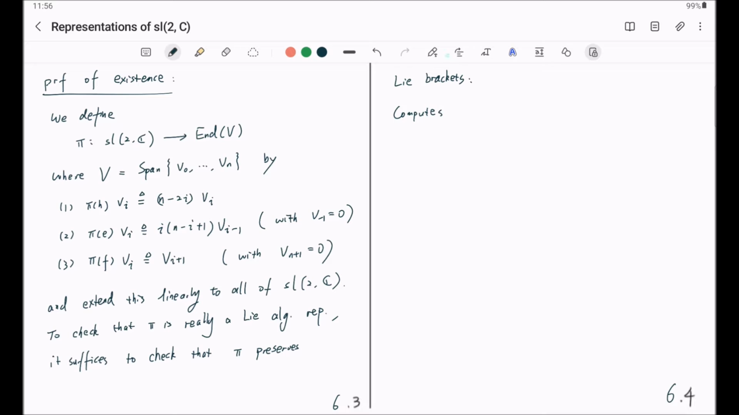So we compute first pi of h bracket e applied to vi. This is pi of 2e applied to vi, which is, by our definition, 2i times n minus i plus 1 applied to vi minus 1.